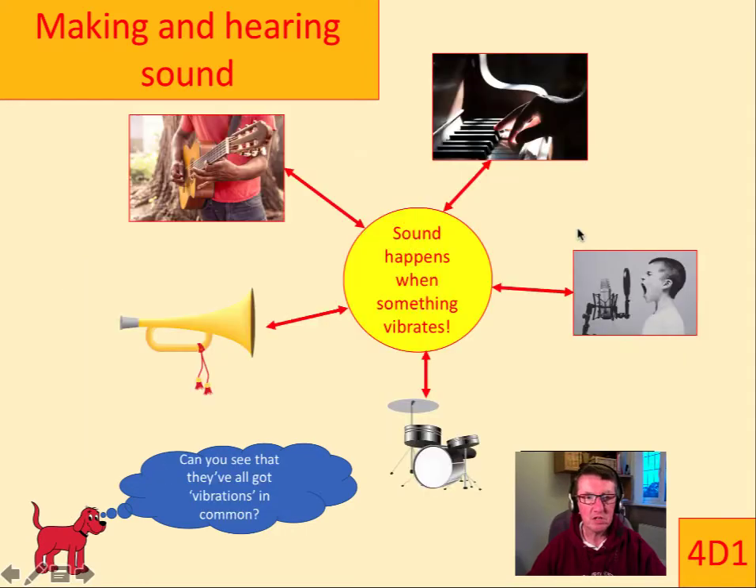Okay, so can you see that they've all got something in common, and that is vibrating. The guitar strings vibrate, the air in the trumpet vibrates, the skin and metal vibrate, the vocal cords vibrate, and then the strings in the piano vibrate. So everything vibrates. So sound happens when something vibrates.